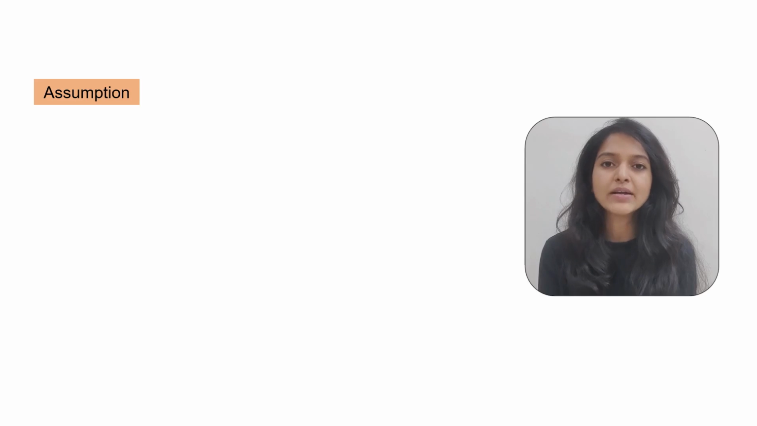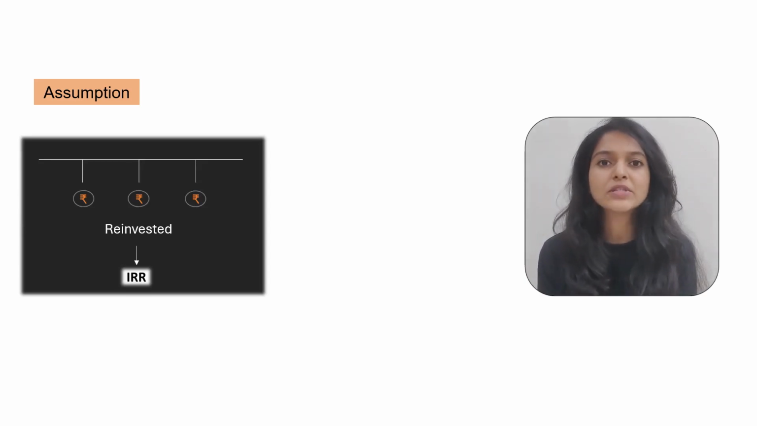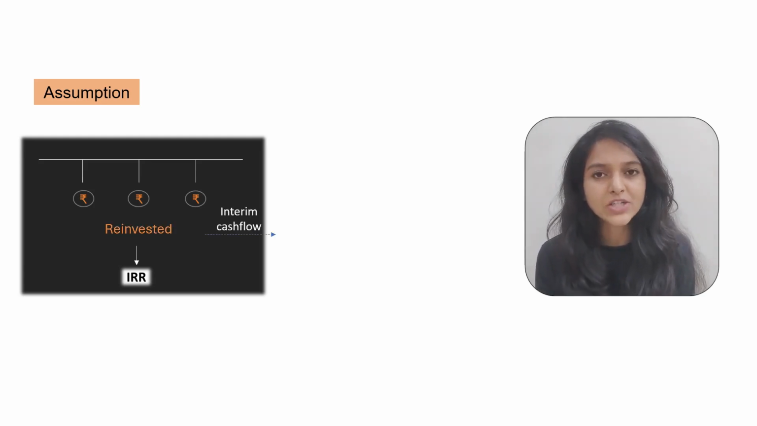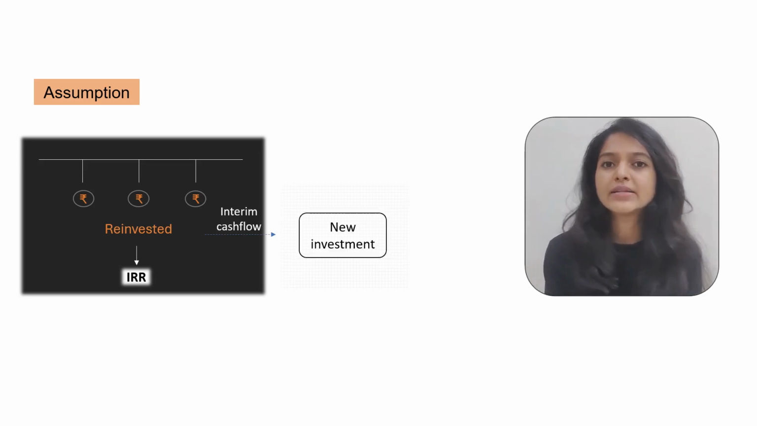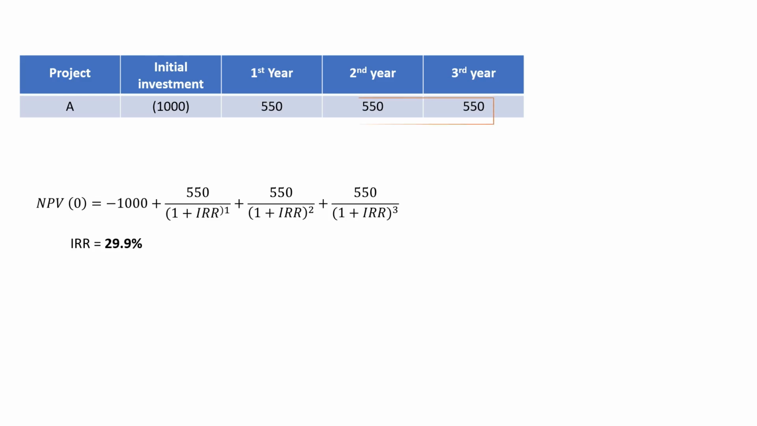So mutually exclusive conflict is nothing but the outcome of IRR ignoring the project size. Next drawback is the reinvestment rate assumption. IRR assumes that all the net cash inflows generated through the project will be reinvested at the same rate as IRR, which may not be possible in real life. Firstly, reinvestment means putting all the intermediate cash flows from the project into another investment for some extra returns. For example, project A with 1000 initial investment and cash flows of 550 for the next 3 years. Calculate IRR.